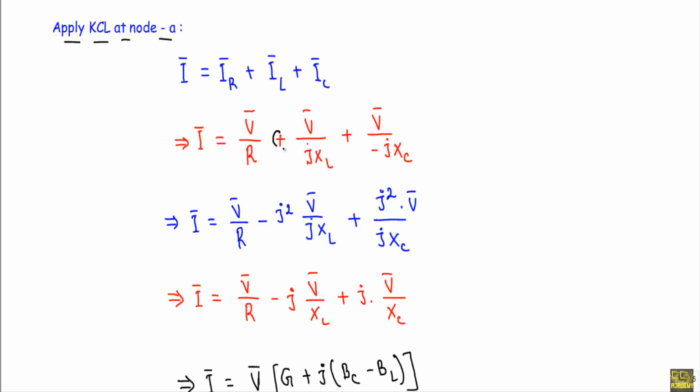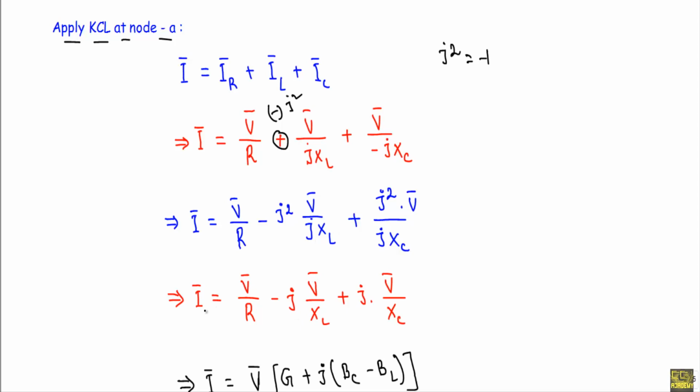See, here we have this plus sign. We can break it down like this: minus into j square. We know that complex operator j square has a value of minus 1. So minus 1 into minus will be plus. So in the next line I can write I equal to V over R minus j square into V over jXL. Here we have this minus 1. Minus 1 is equal to j square. So I can write it like this: plus j square over jXC into V.